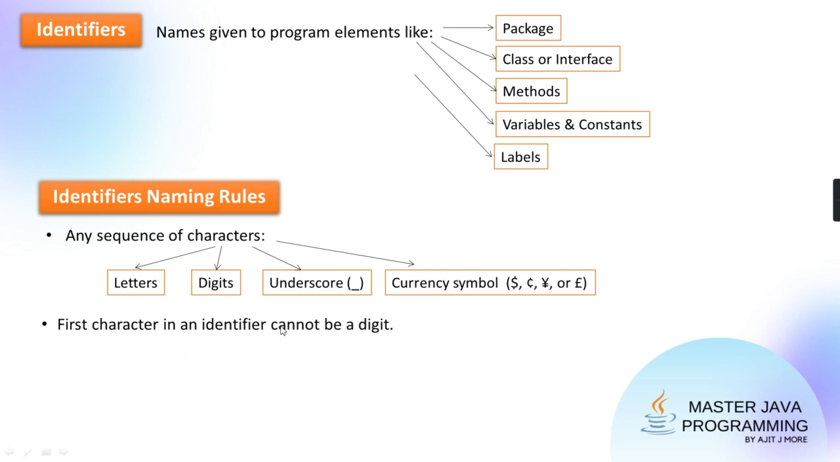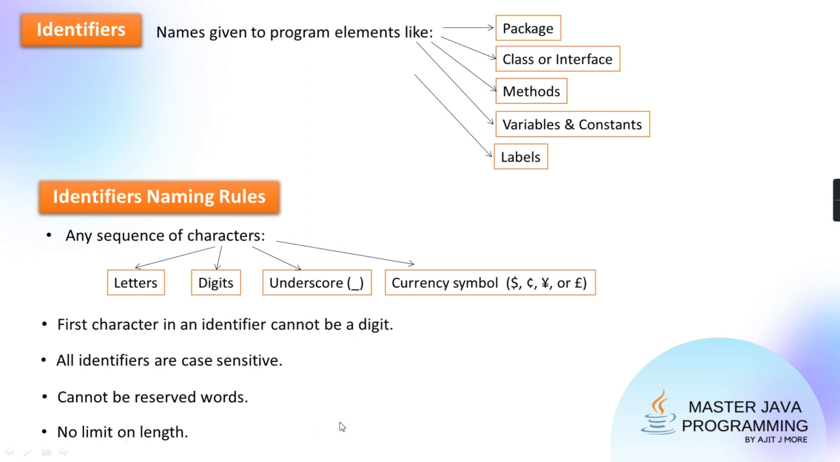Then, the first character in an identifier cannot be a digit. In short, your identifier cannot start with a digit. All the identifiers are case sensitive. Uppercase, lowercase matters. You cannot use a reserved word. I hope you got it. And no limit on length. Clear? There's no rule that it should be of 30 length, 40 length or 1024 length. Nothing like that. But as I said, you are not going to create a variable with that huge length.